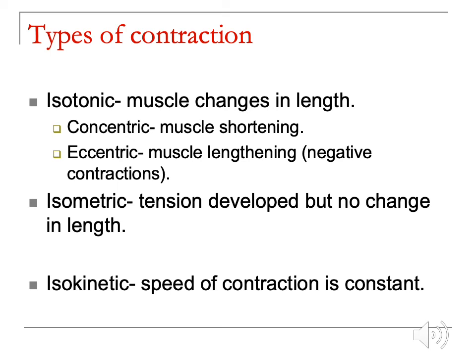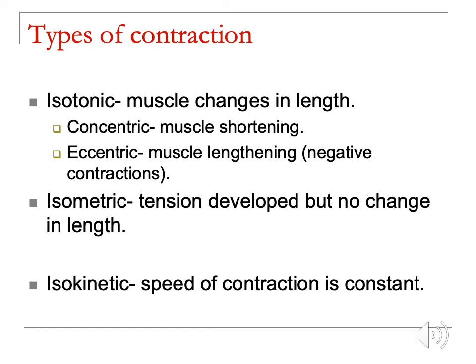A final contraction type is included on here, isokinetic contraction. We don't tend to group this as one of the real ways that muscles can contract, because isokinetic can only be created in artificial situations. An isokinetic contraction is a contraction where the speed of movement is constant. So we need to use an external tool called an isokinetic dynamometer. You strap somebody into it.